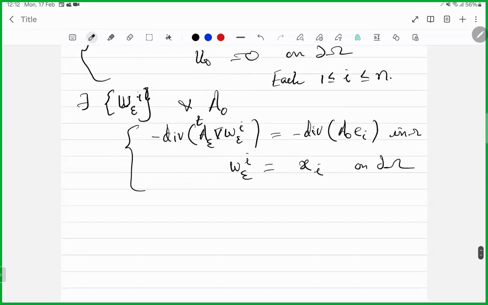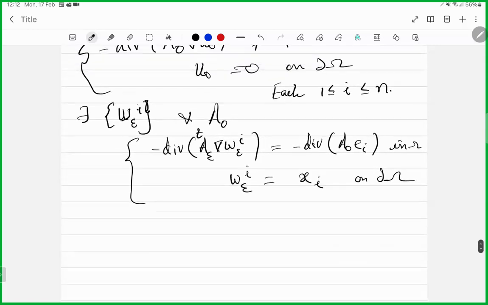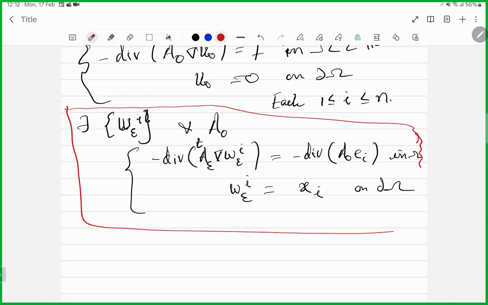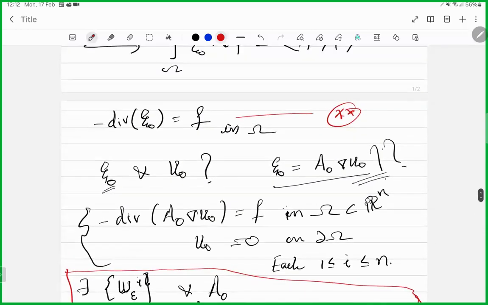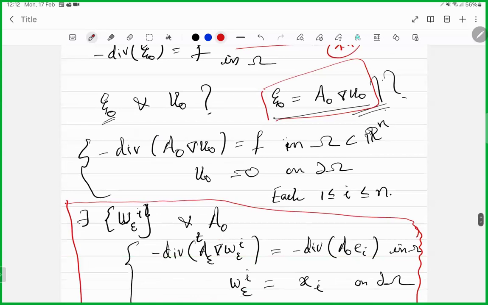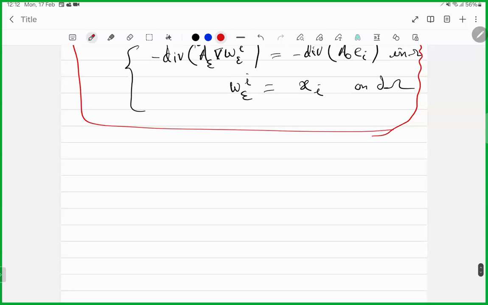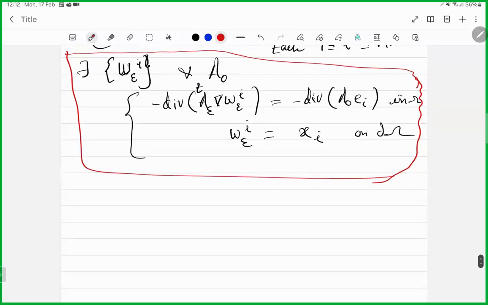Okay, now this is the main part. This is something I will tell you how to choose later, at the end of the talk. But suppose we have this, then we can relate psi naught, and with that A naught, psi naught, and U naught. So that part is easy. I'll quickly finish that part of the proof, which is just an algebraic thing.